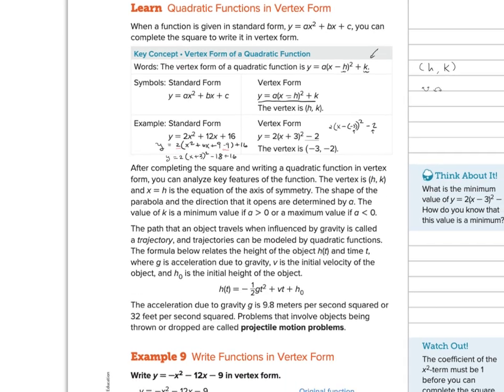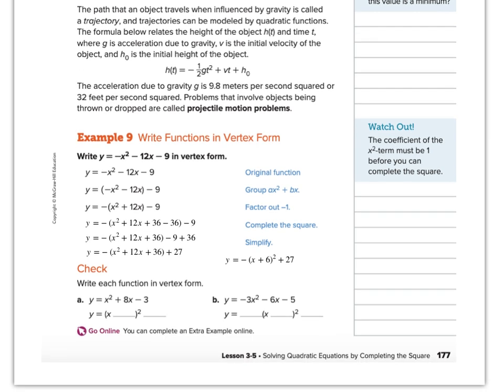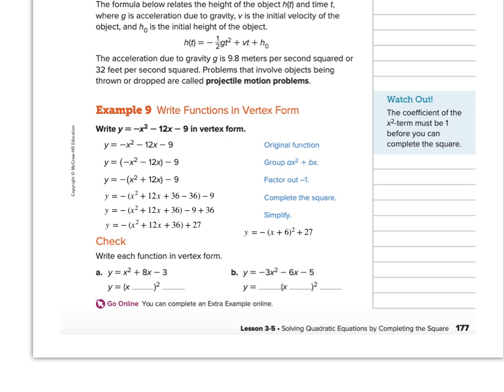So let's see here. Working with this, writing the function in vertex form, that's our desired result. I want that positive, right? So when they isolated their variables to where they could complete the square, they went ahead and factored out a negative number.